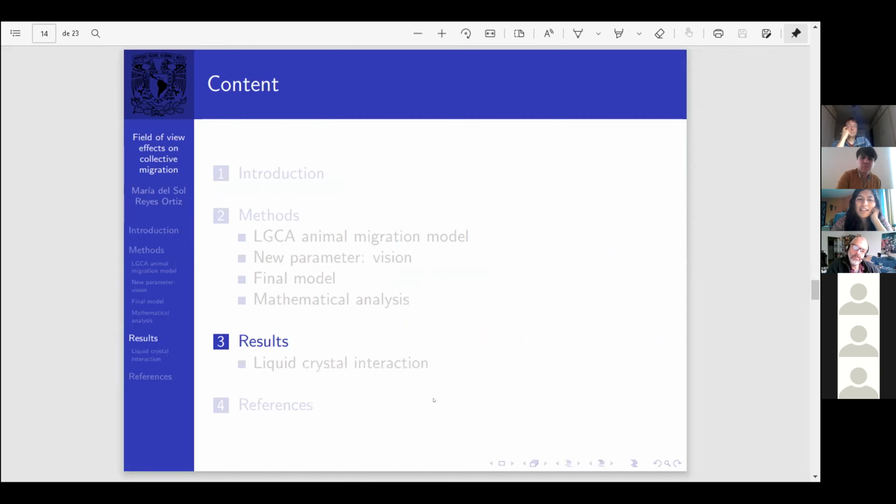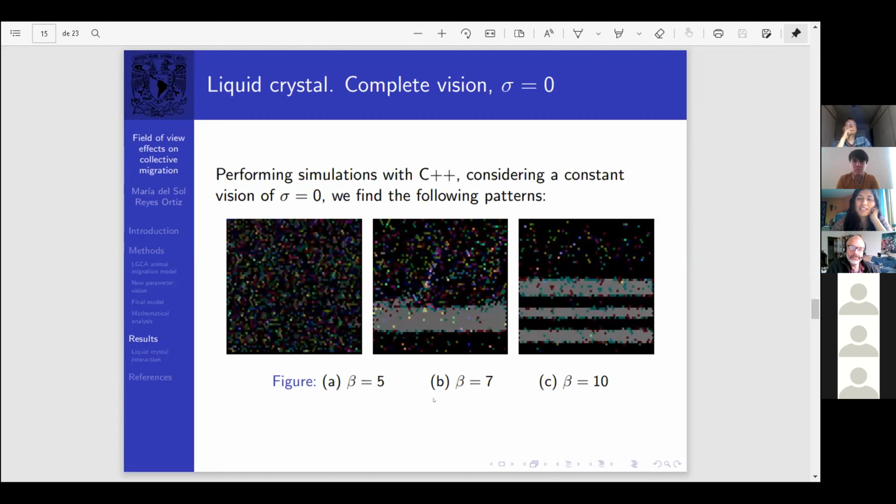In this case, we will only focus on the liquid crystal interaction because of time, but there are also really interesting results in ferromagnetic interaction. For our study, we did both a mathematical analysis and a computational analysis. We performed some simulations with C++, where in this first slide I consider a constant vision of sigma equals 0. This means that we are considering a full, wide field of view.